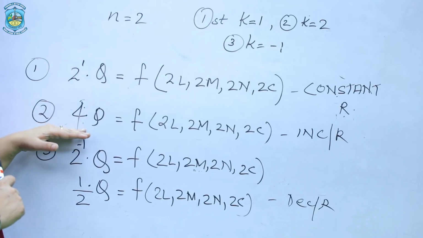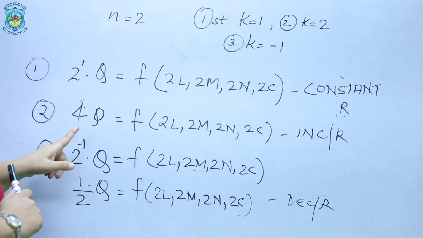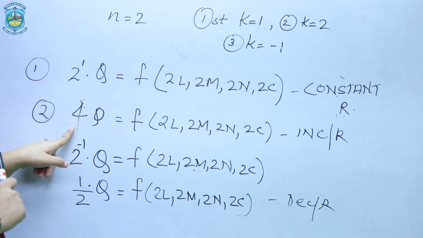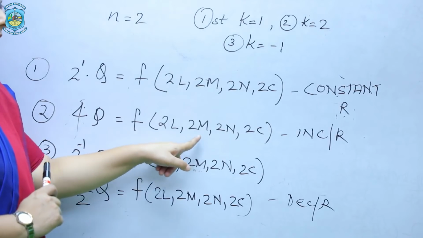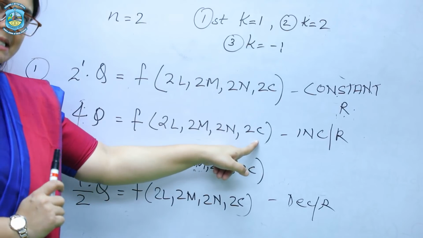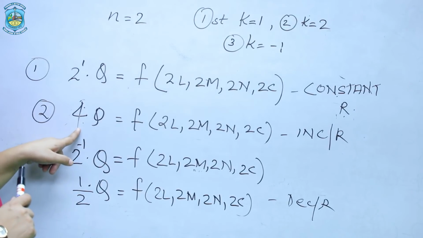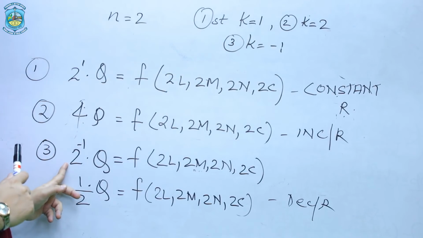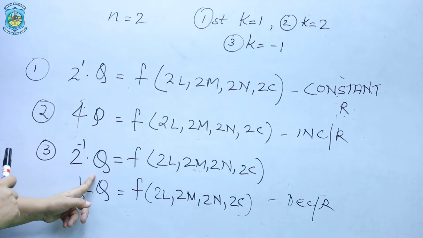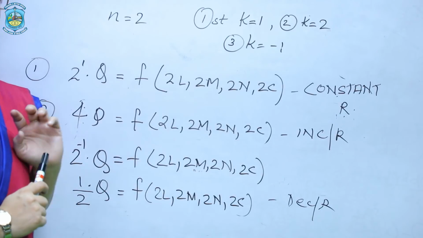So, this is the case 2 where your n is equal to 2 and k is equal to 2. 2 raised to the power of 2 is 4, 4 times Q as a result of function of 2L, 2M, 2N and 2C. That means doubling here and the output is 4 times. Third case, k is equal to -1, n that is 2 raised to the power of -1 multiplied by Q is a function of 2L, 2M, 2N and 2C.